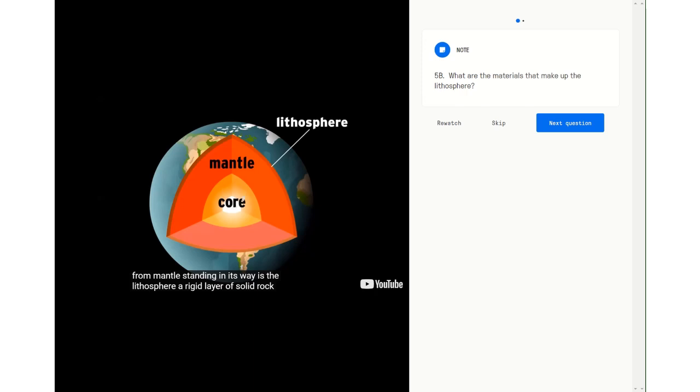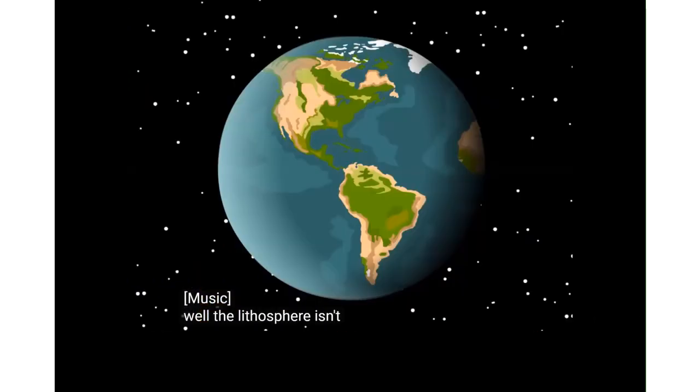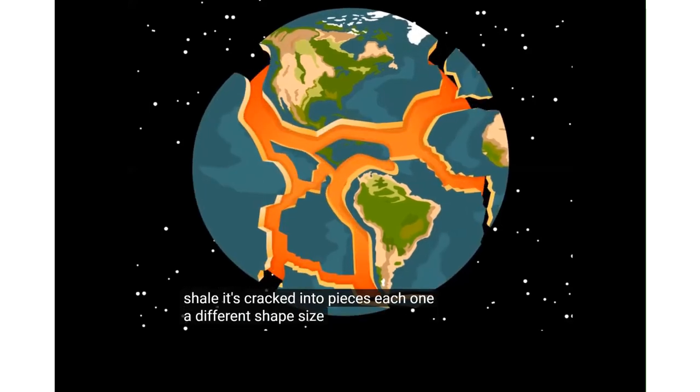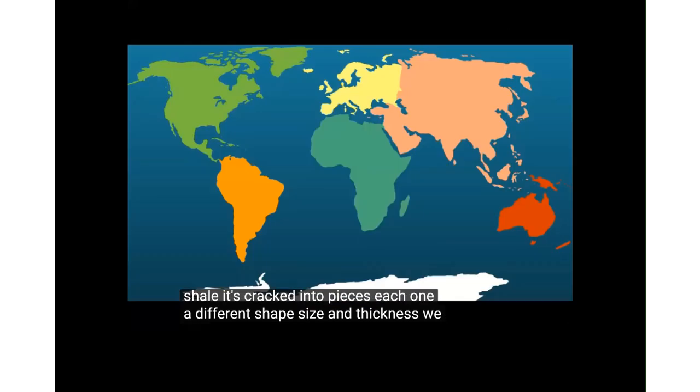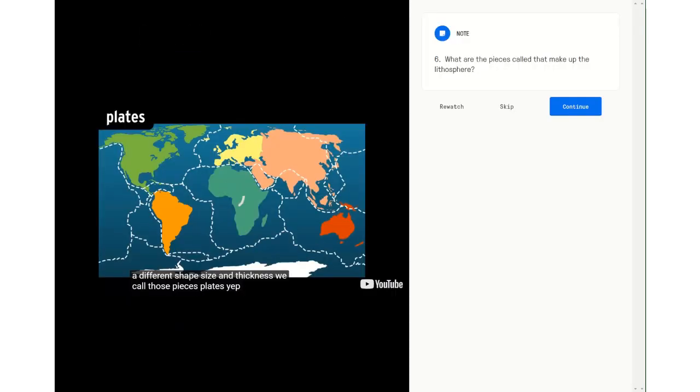So what all makes up the lithosphere? That's our rock layer, our earth, our ground, basically the crust. Well, the lithosphere isn't like a smooth shell. It's cracked into pieces, each one a different shape, size, and thickness. We call those pieces plates. So what are the pieces called that make up the lithosphere? Ding, ding, ding, plates.